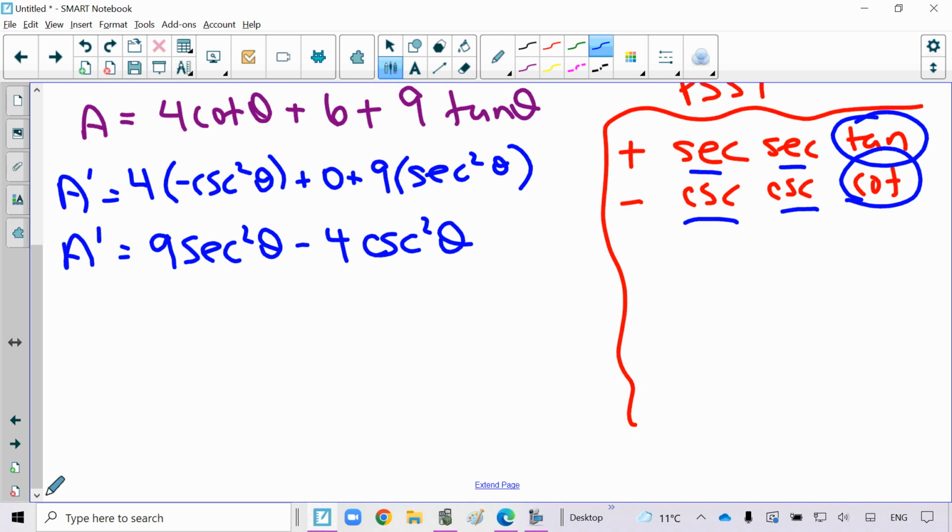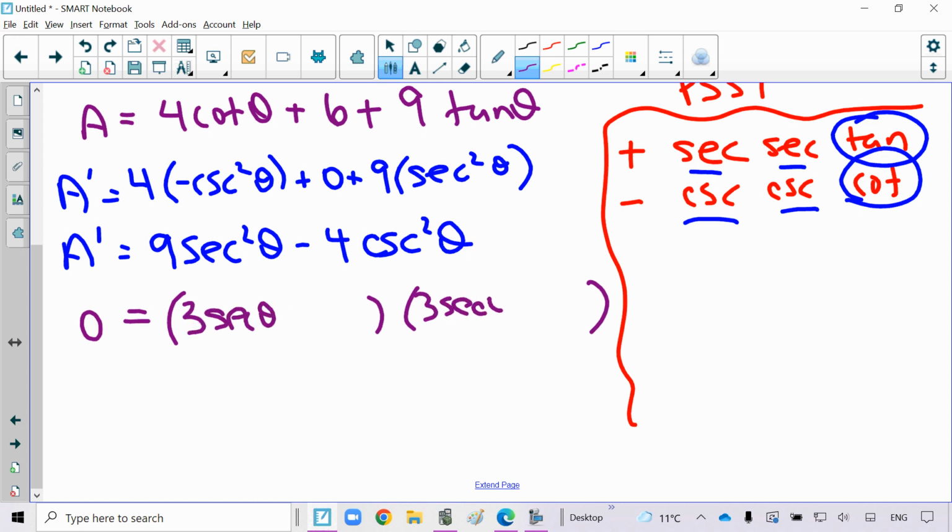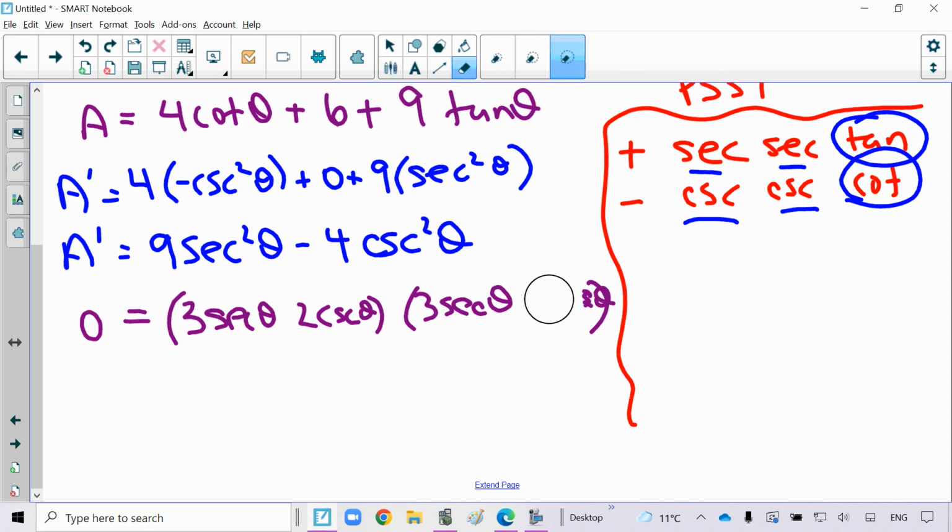So setting it to 0, and then I'm going to factor because I notice that this is a difference of squares. So the square root of my first term would be 3 secant theta. The square root of my last term would be 2 cosecant theta. Oops, that's really messy. Let me try that again. Okay, so 2 cosecant theta. There we go. Add one set, subtract the other. Okay, I want to set each of these to 0 and find out what my critical value is.